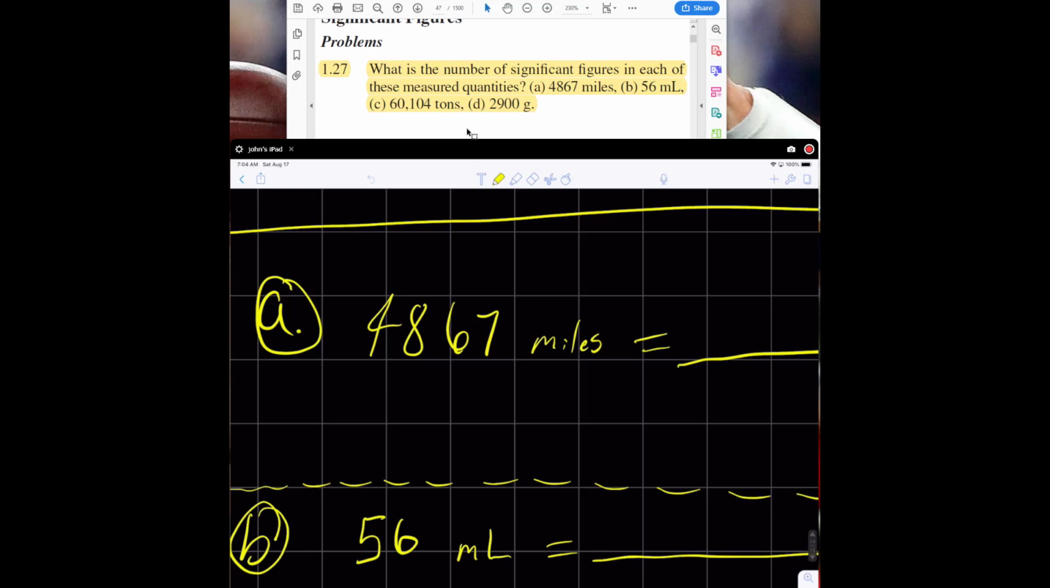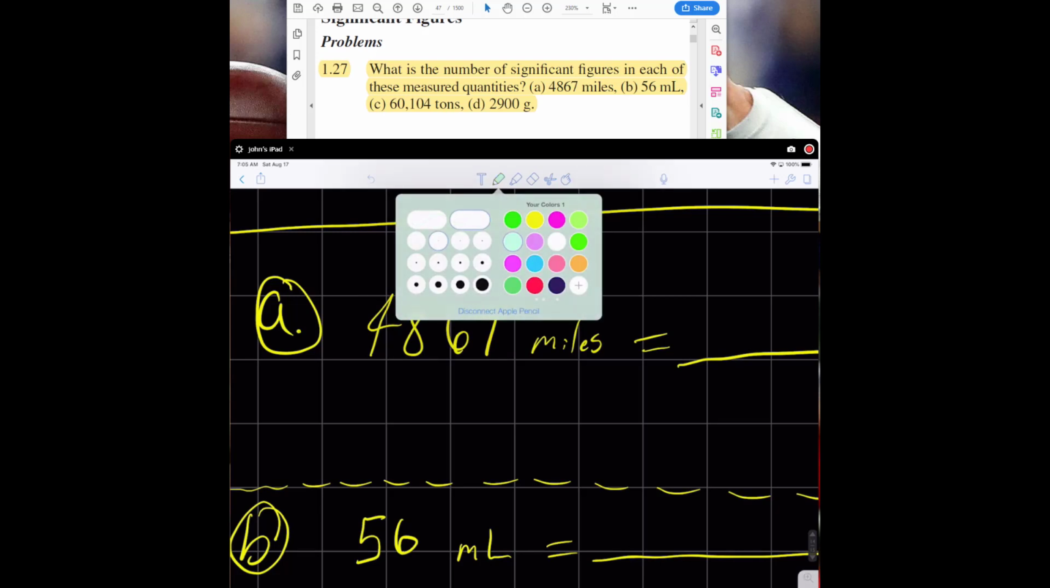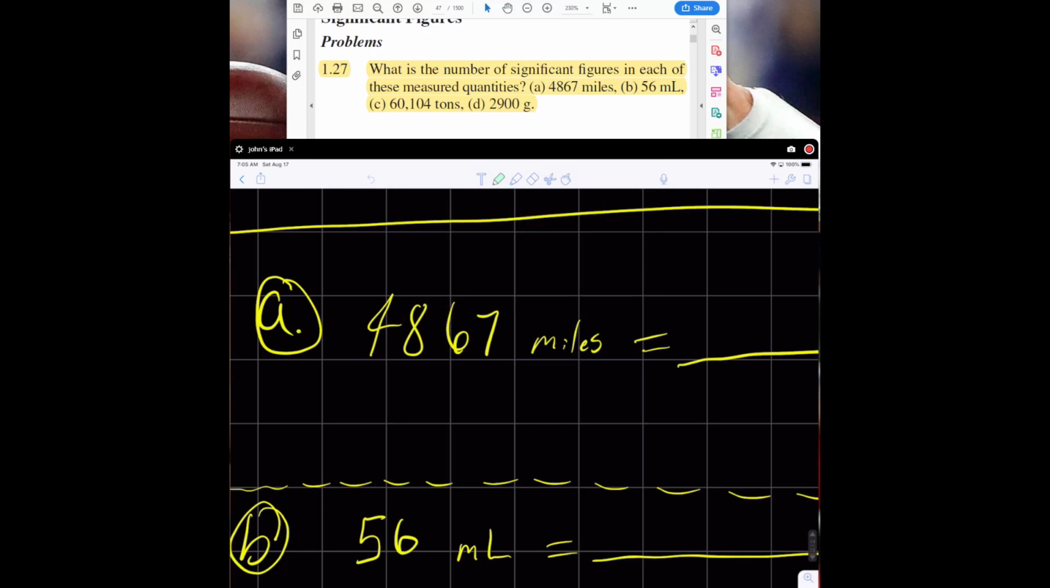Alright, so question 27. They're asking, what is the number of significant figures in each of these measured quantities? The guidelines for sig figs are on page 15. Those will explain the rules as to how you can identify how many sig figs. I already know them and I am familiar with them, so I'm just going to go over these. I'm not going to read the guidelines. I'm going to start with part A.